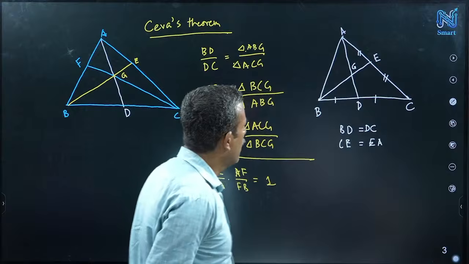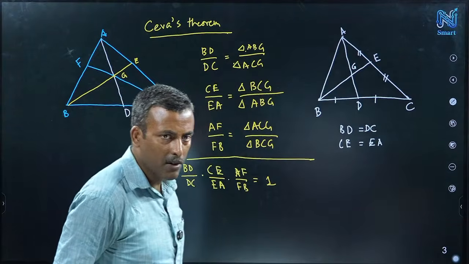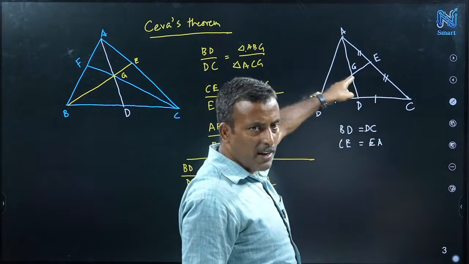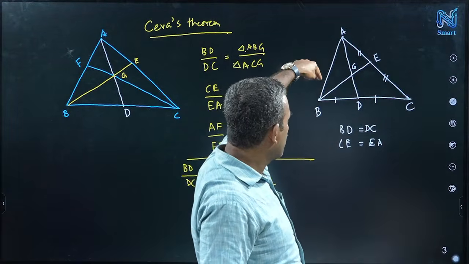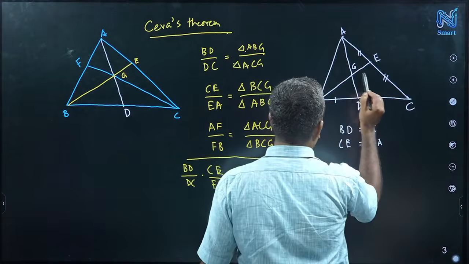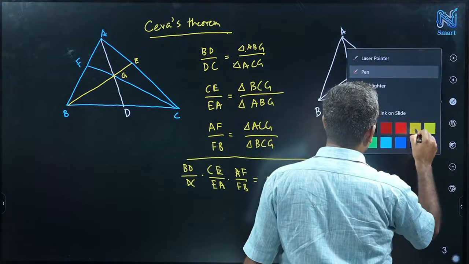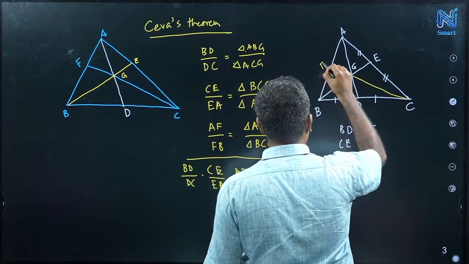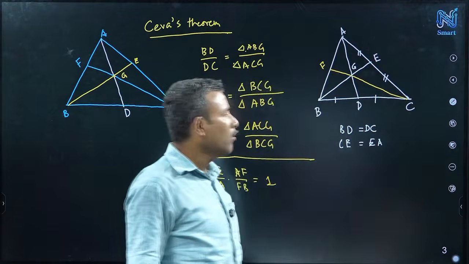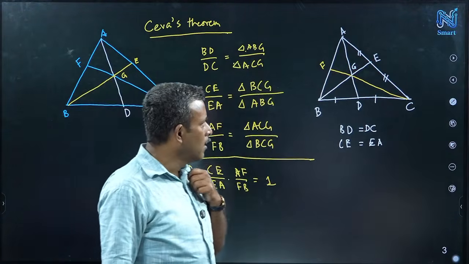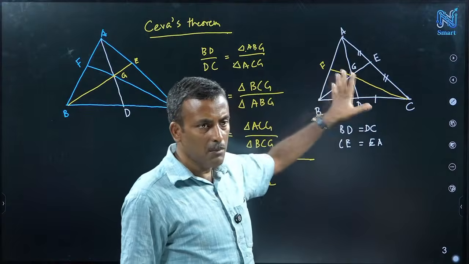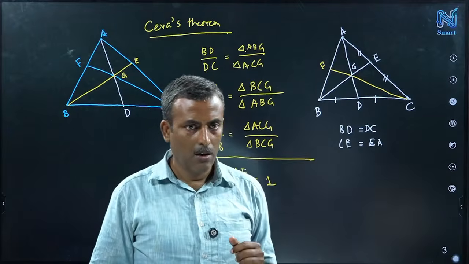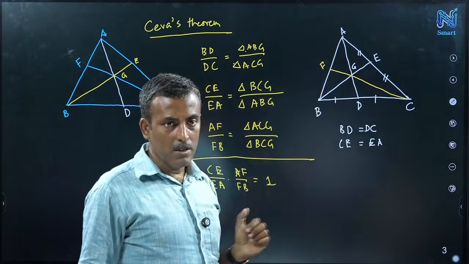Clear? Right. Now we join C, G and extend and meet at, say, F. So what is our construction? We join CG and extend up to F, where F is a point on AB, right? So we know D is the midpoint of BC, we know E is the midpoint of AC. We do not know about this F point, right? But they are concurrent, right?